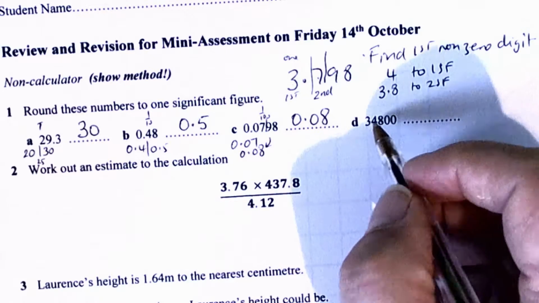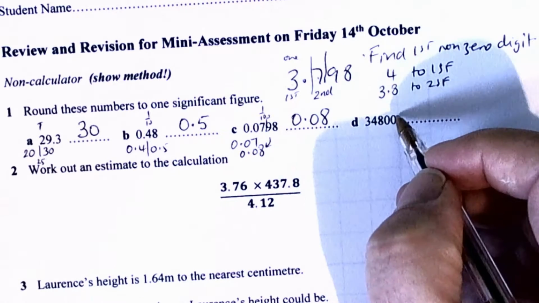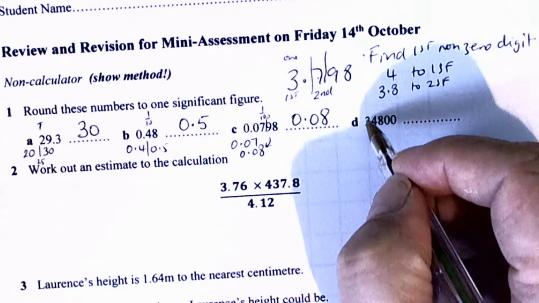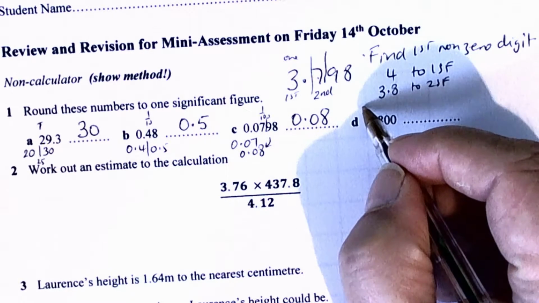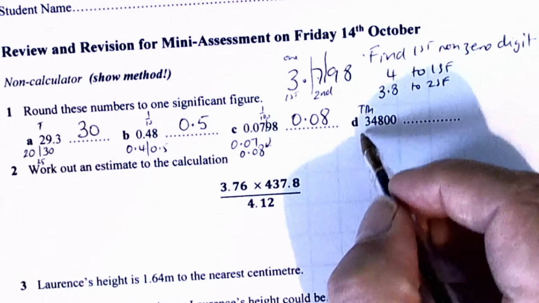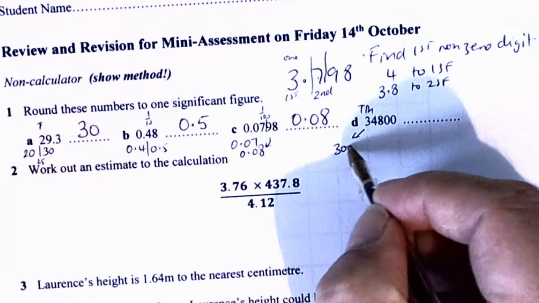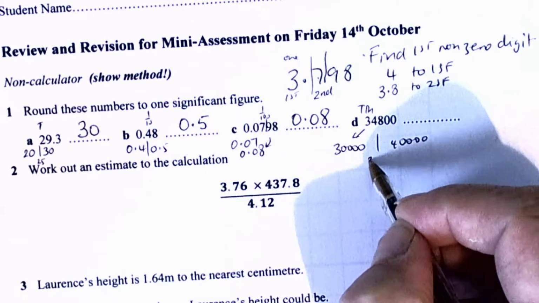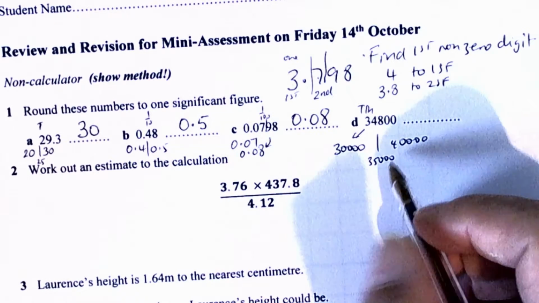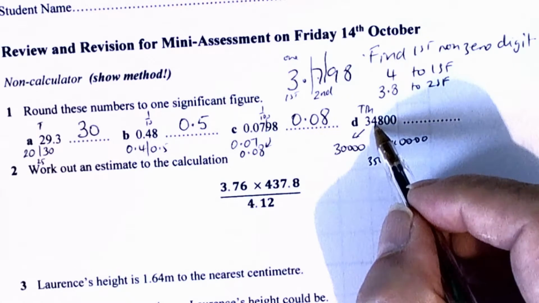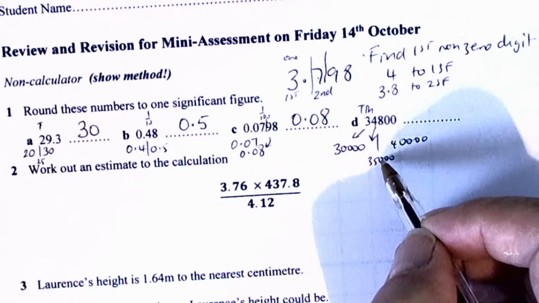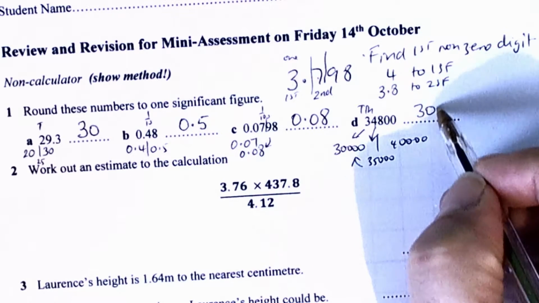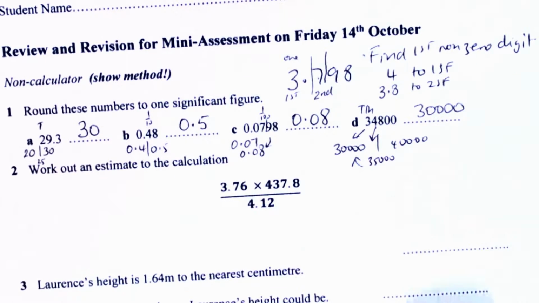For numbers bigger than 0, obviously we need to find the first non-zero digit again. So in this case, it's a 3. So that's in the 10,000s column. So the question's asking us, is the answer 30,000 or is it 40,000? Well, halfway between those is 35,000. So we have to ask ourselves, where does this go? Well, it's slightly below 35,000, so we're nearer to 30,000. So the answer there will be 30,000.